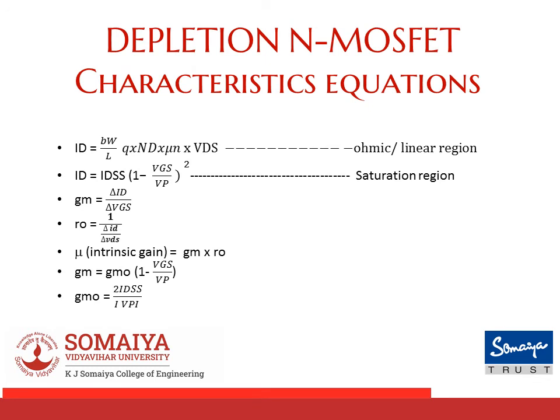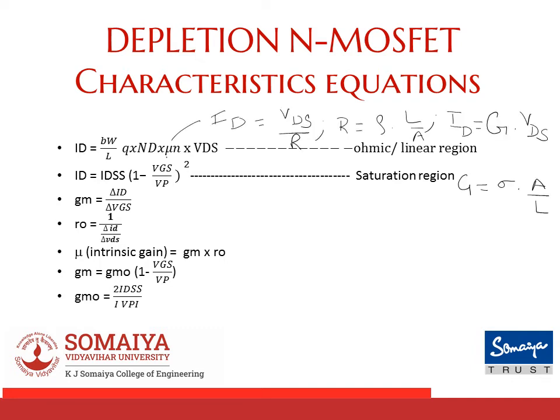Let's move ahead and also see the characteristic equations for the depletion N MOSFET. The first one gives you ID in both ohmic and linear region. The simple explanation for that equation is ID is equal to VDS by R, the general equation.